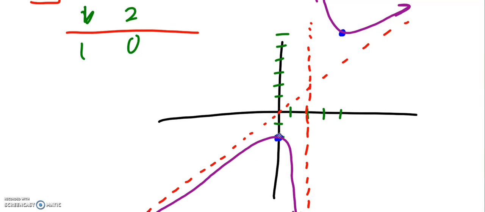With regards to symmetry, I can see from my graph that this is not symmetrical to the origin and it is not symmetrical to the y-axis. So that's what I meant by that. I found on the graph there is no symmetry.